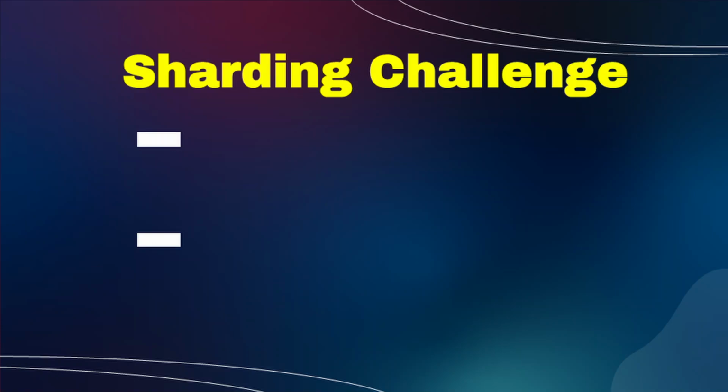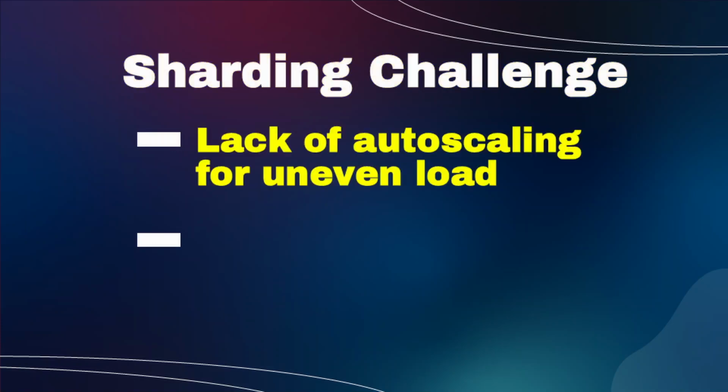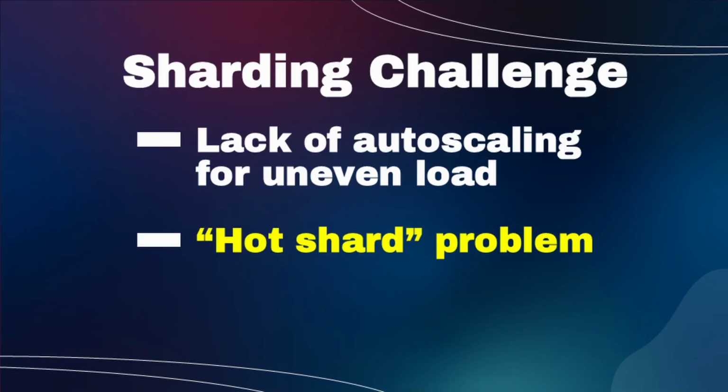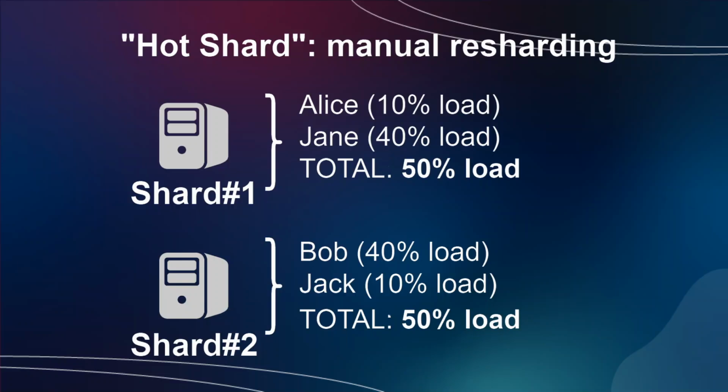The main disadvantage of sharding architecture is lack of auto-scaling for uneven load. If some users put more load on your system than the others, some shards may get overloaded while others are idling. This is called the hot shard problem, and it generally needs to be detected and resolved manually. A common solution for the hot shard is to modify the routing schema such that all users that cause heavy load are not processed by the same single shard and instead are distributed evenly across all shards.